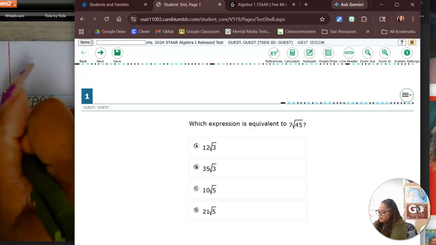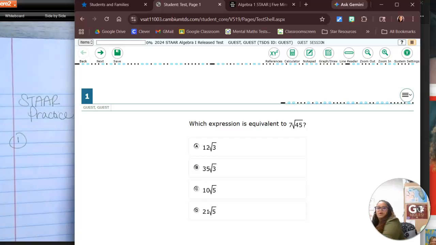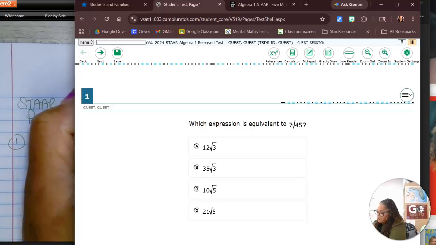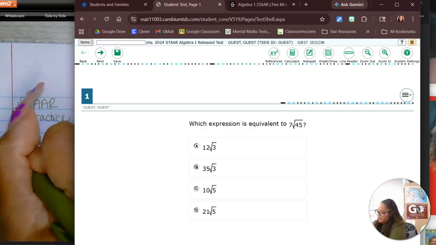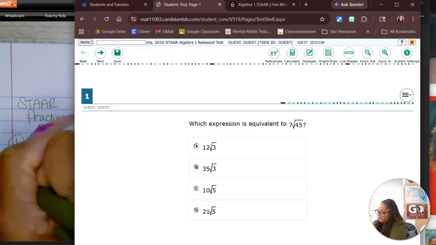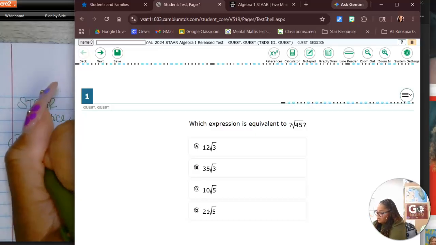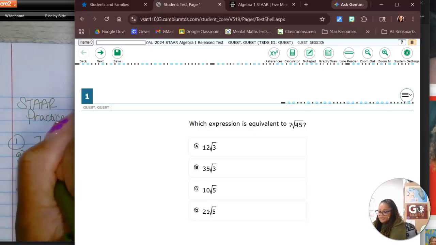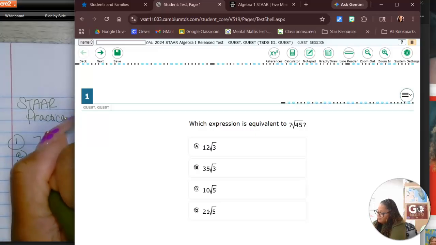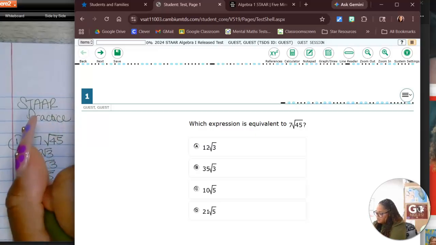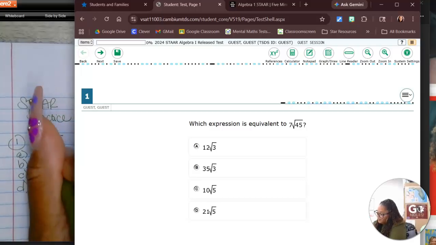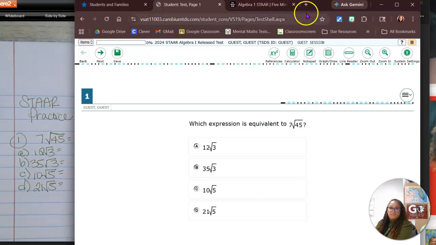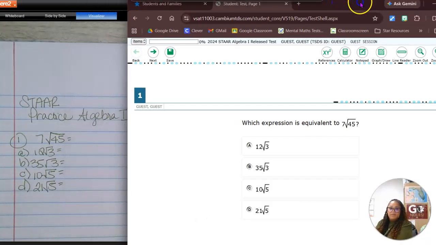So question number 1 says, which expression is equivalent to 7 times the square root of 45? So before I even open up my calculator, I'm going to write down answers A, B, C, and D. So it's 12 times the square root of 3, 35 times the square root of 3, 10 times the square root of 5, and 21 times the square root of 5. Then I'm going to open up Desmos and calculate all 5 of these. If you can see what I'm working on over there on the side on my paper.